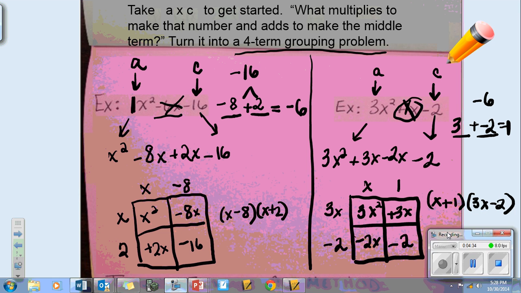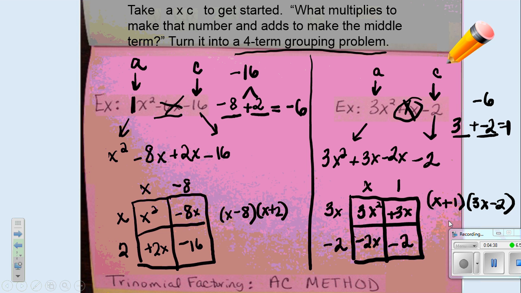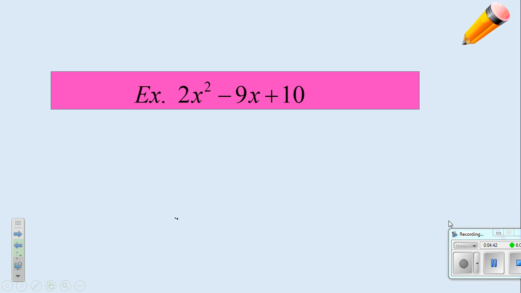All right. So now we're going to do one more problem. So hopefully you have enough room. If not, put it on the top part of your flap here. And we're going to do one more. All right. So example number 3, AC method.